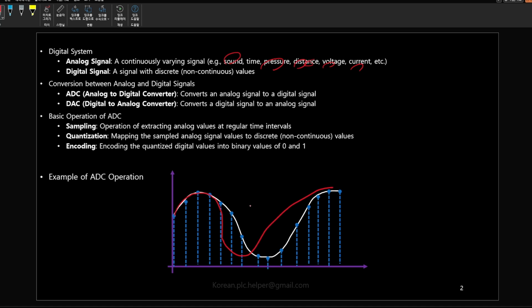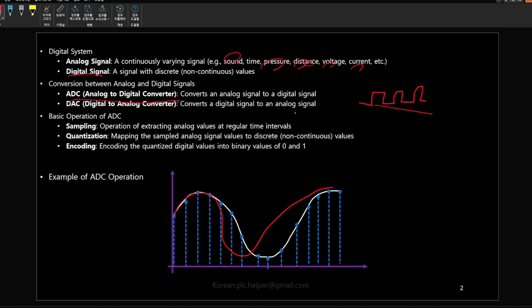And next are the digital signals. Digital signals have a discrete set of values, meaning they are non-continuous. I mentioned that analog signals are continuous. Conversely, digital signals are discontinuous signals that repeat on, off, on, off status, which are referred to as digital signals. And analog signals can be converted to digital signals by an analog to digital converter.